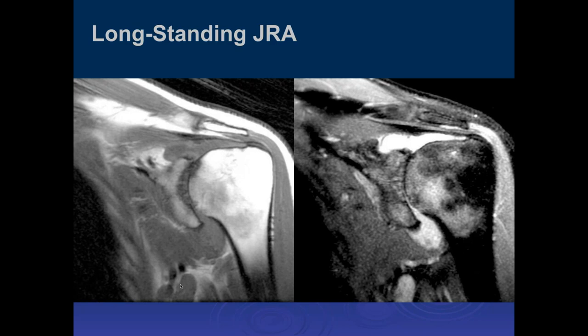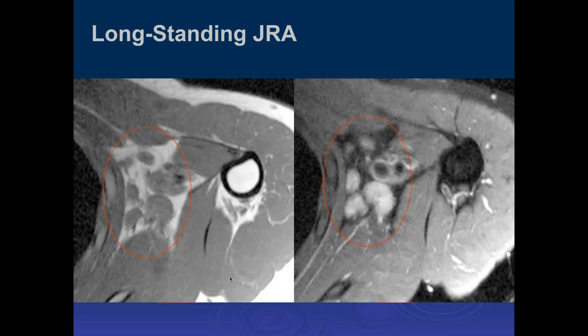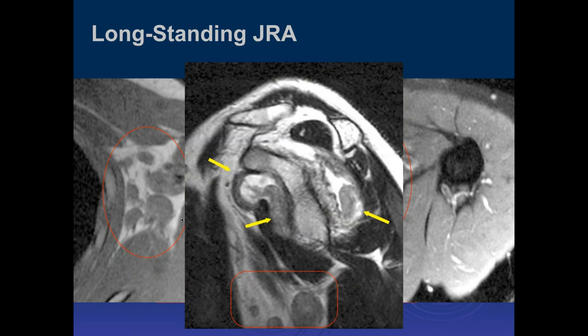Yeah, this is a patient who had longstanding JRA, which is not called JRA now, it's juvenile idiopathic arthritis. I think JIA is what people like to use in this day and age. And these down here are actually rheumatoid nodules adjacent to the shoulder. On the axial images, we can see these nodules here. And you can see the synovial thickening on the sagittal images.